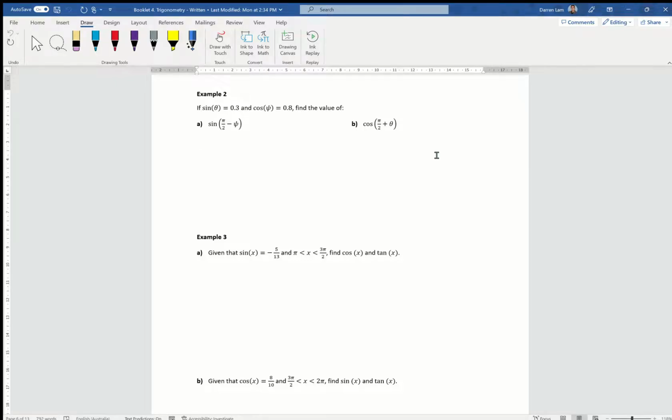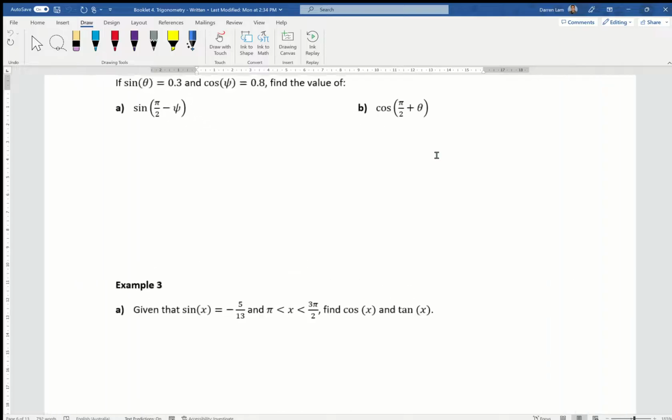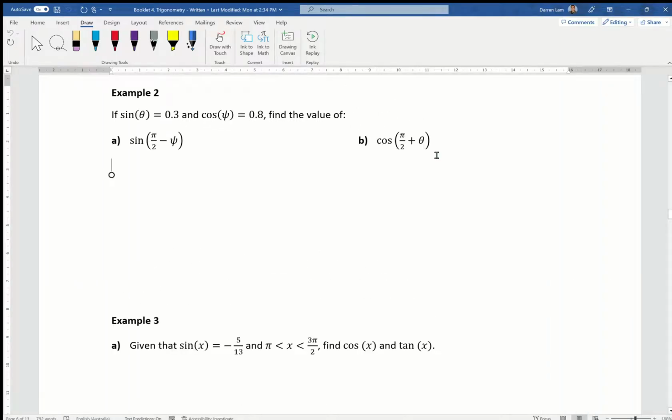Exercise 8.1 on graphing circular functions. The first concept we're looking at is our refresher of basic trigonometric equations. In this example here, we've got example 2. If sine theta equals 0.3 and cosine of phi equals 0.8, find the value of sine of pi on 2 minus phi.